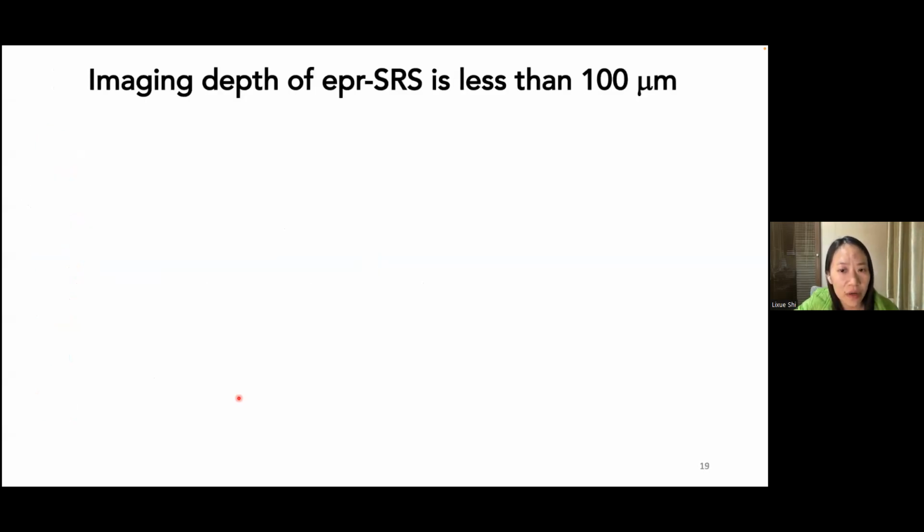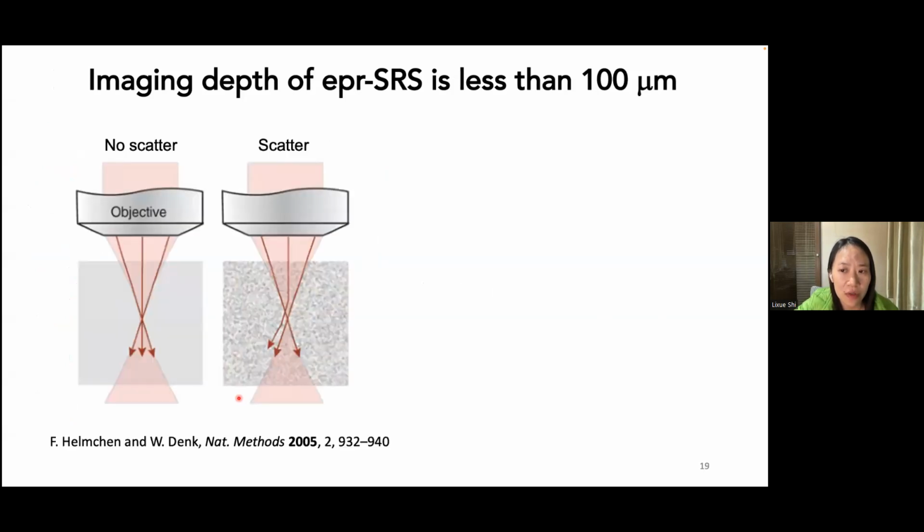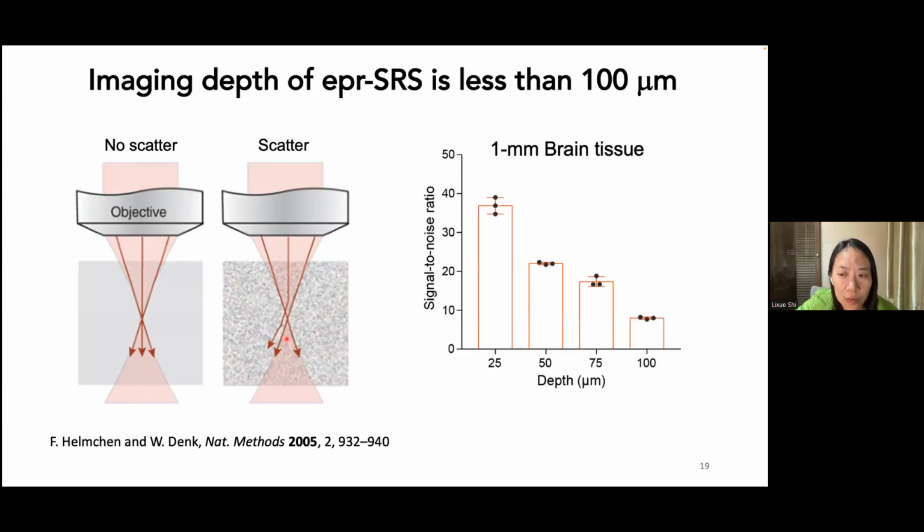However, in terms of thick tissue imaging as an optical technique, epr-SRS is still limited by light scattering in tissues. That is, in free space, all excitation light reaches the focus, but in highly scattering tissues, inhomogeneous scattering causes light rays to miss the focus and be lost to signal generation and collection. Therefore, the typical imaging depth of SRS is below 100 micron in brain tissues. As you can see here in this graph, the epr-SRS signal drops significantly with the imaging depth.